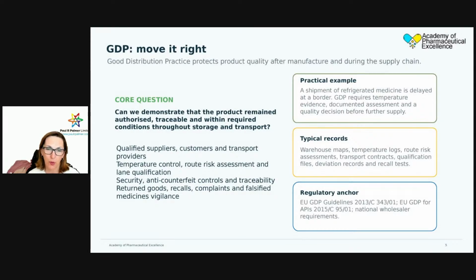But the very important point here I would like to stress is that even if the work is outsourced, your responsibility and accountability is not. The company must still have the oversight, and you have to have the documented decision trail because you ultimately are responsible for your product. Key regulatory anchors include EU GDP guidelines for medicinal products and EU GDP guidance for active substances and the national wholesale requirements.